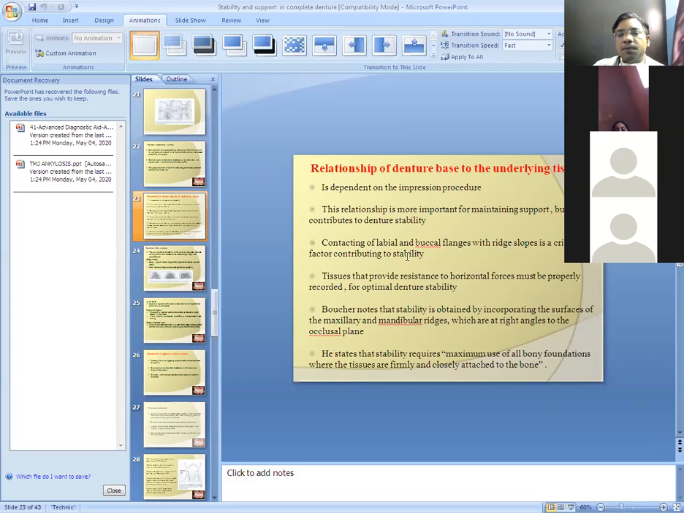Again, relationship of denture to underlying tissue. This relationship is more important for maintaining support, but it also contributes to denture stability. That means our denture should be closely adapted to the underlying denture base, and only then will your denture be stable.